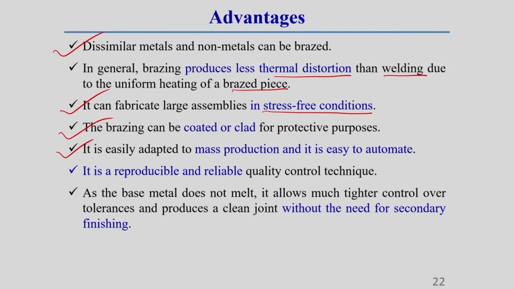It is also easily adapted to mass production and it is easy to automate the brazing process. It is a reproducible and reliable quality control technique. As the base material does not melt here, it allows much tighter control over tolerances and it produces a clean joint without the need for secondary finishing. So, in brazing joints generally secondary finishing is not required, whereas in welding some secondary finishing or other work can be required.